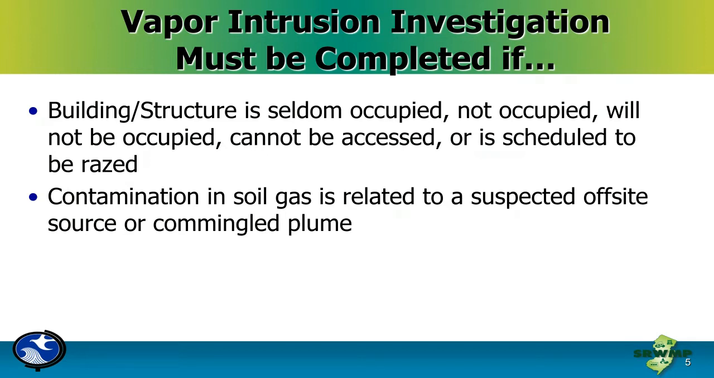that contamination in soil gas is related to a suspected offsite source or commingled plume. Vapor intrusion investigation is to be completed within 150 days of the discovery date of the contamination. This includes discovery of historic contamination. If there is a suspected offsite source, it's not acceptable to just wait until the PA is completed or the RAO is issued.